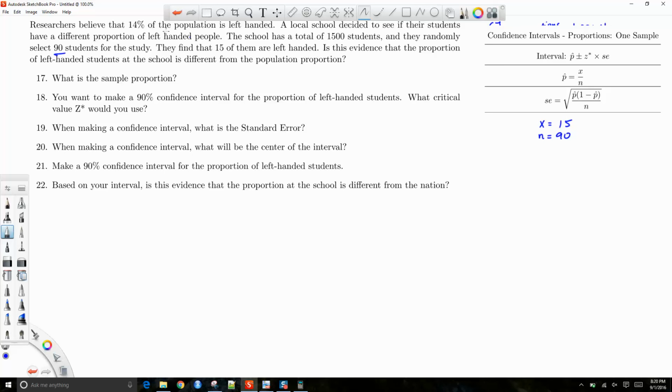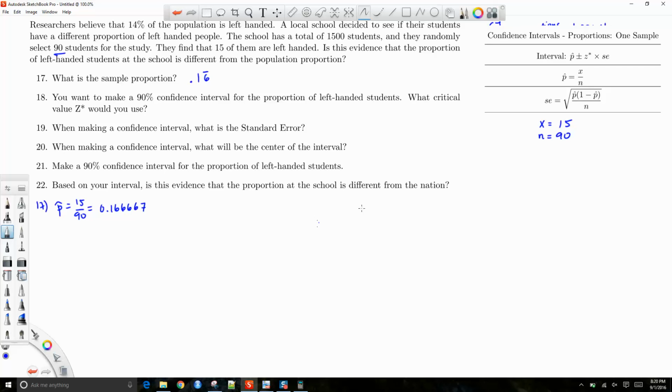Okay, so the sample proportion would be P hat. P hat is 15 over 90, and that's going to be 1/6 or 0.16667. Really 0.16 with a bar over the 6, okay?